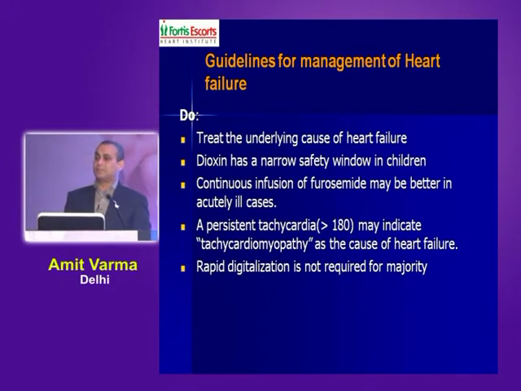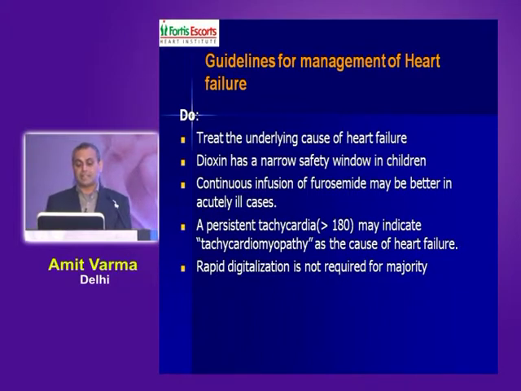So let's talk about something practical. What are the key points when you talk about the do's of management of heart failure? One is obviously treat the underlying cause. Digoxin, we know, has a narrow safety window in children and something that we need to be cognizant of. Continuous infusion of furosemide, to our mind, has always been better in acutely ill cases instead of giving bolus doses.